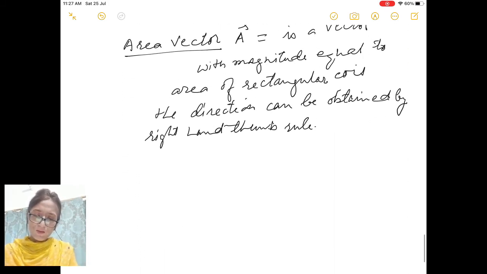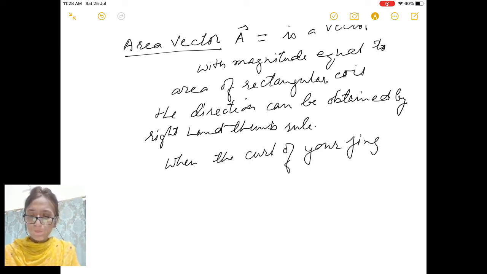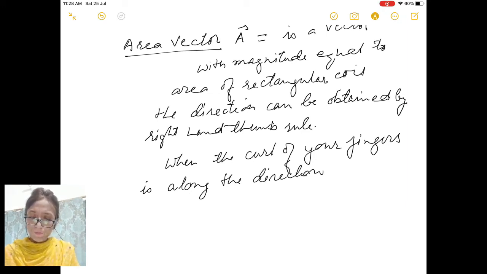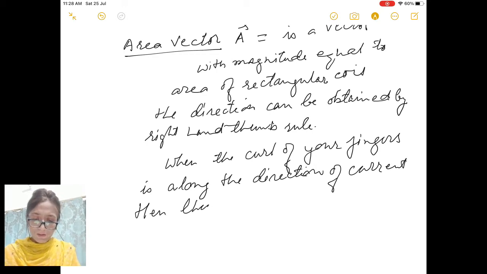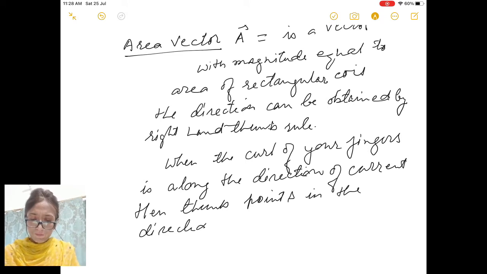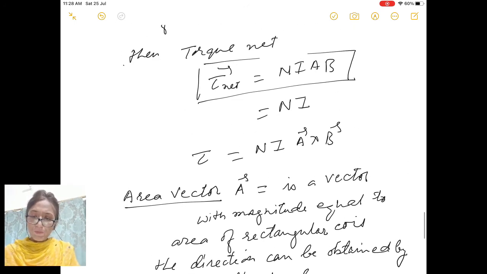So when the curl of your fingers is along the direction of current, then the thumb points in the direction of the area vector, vector A. So this is about the area vector.